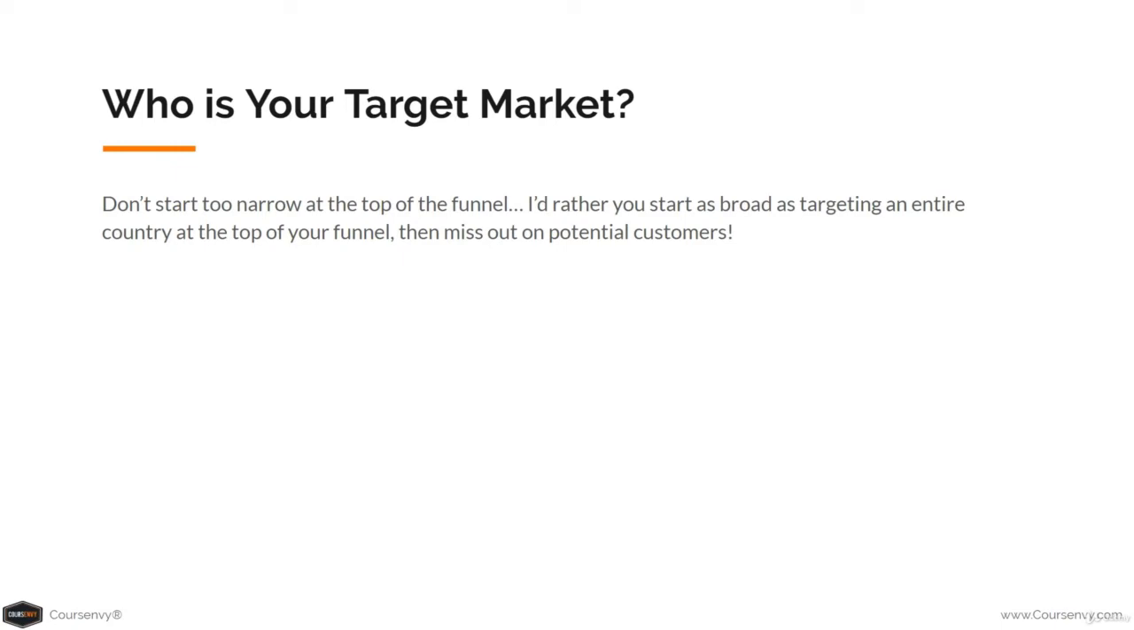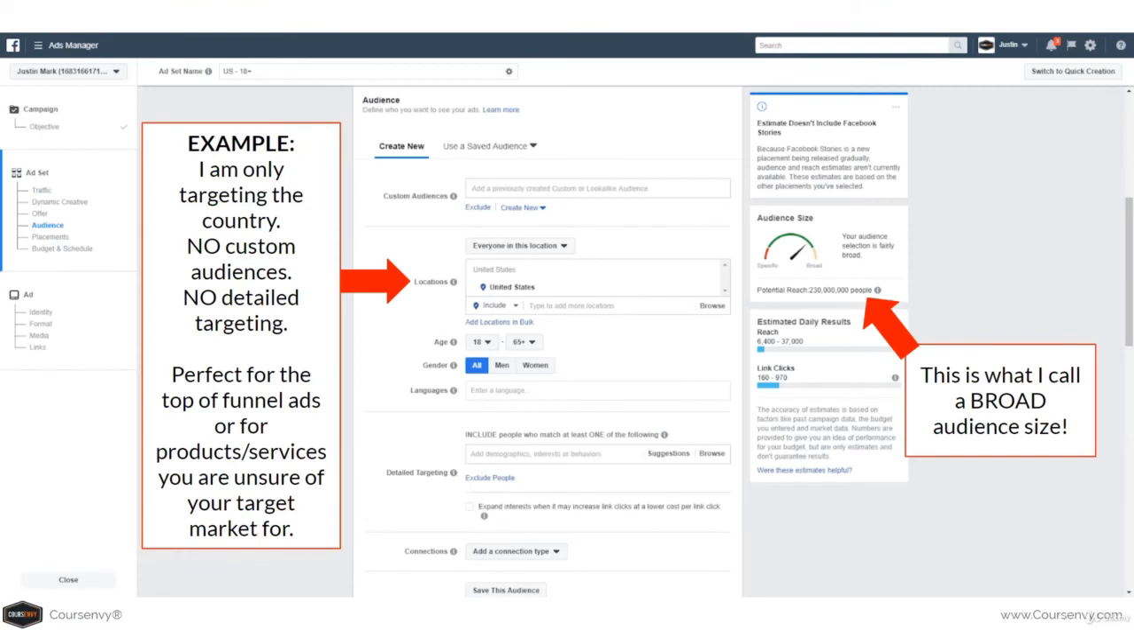So don't start too narrow at the top of funnel. I'd rather you start as broad as targeting an entire country at the top of funnel than miss out on potential customers. For example, I'm only targeting the country United States, no custom audiences selected, no detailed targeting. I'm selecting all gender, all age. This is a perfect top of funnel ad, or for products or services you're unsure of your target market for. As you can see under potential reach, this is what I call a broad audience, 230 million people.